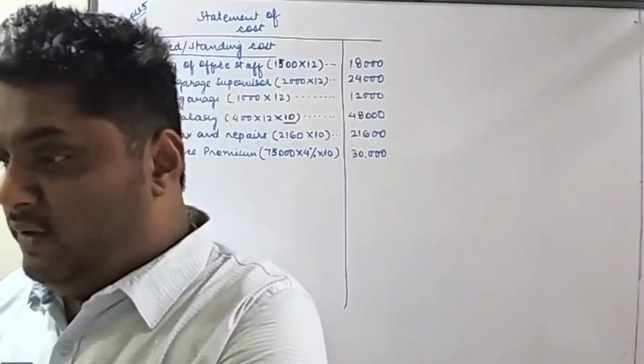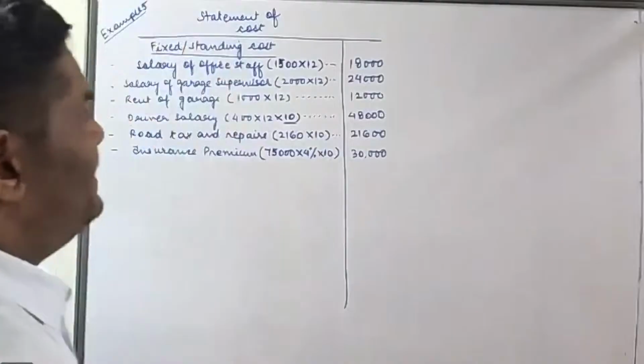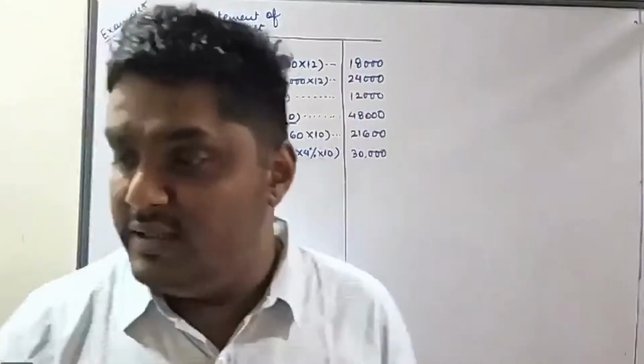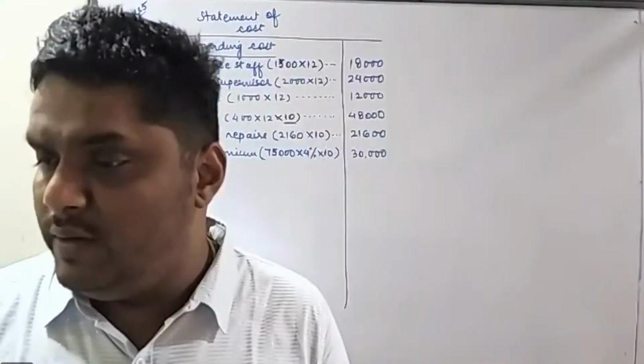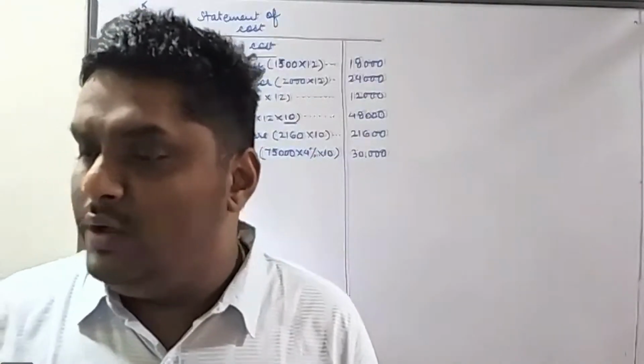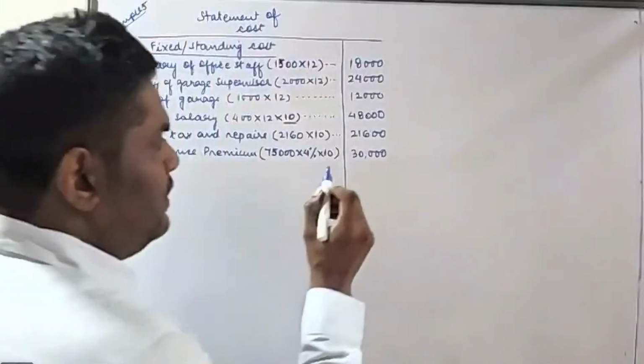I think we are done with all the fixed cost. So let's calculate the total. I think everything is covered. Cost of each taxi, salary to staff, salary to garage supervisor, rent, driver, road tax and repairs, and insurance premium. So let's calculate the total.